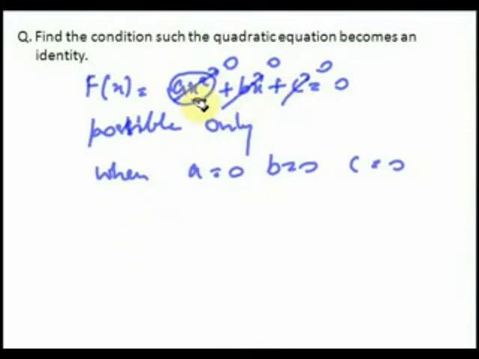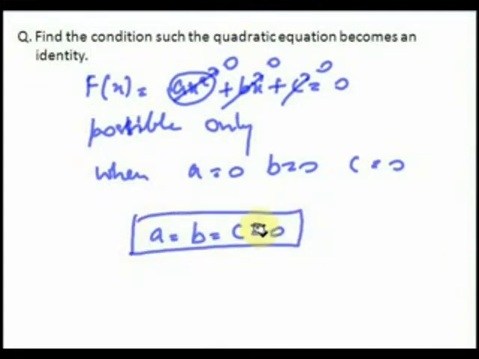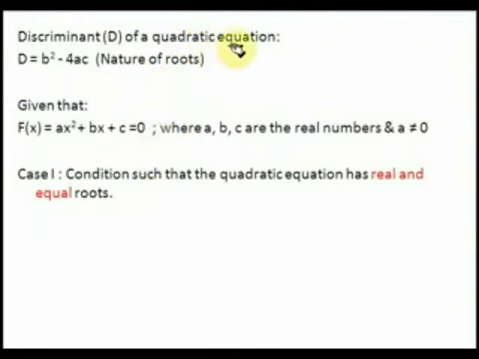If we substitute any value of x in this equation, the solution will always exist because the whole expression is equal to 0. The condition such that the quadratic equation becomes an identity is that a should be equal to 0, b should be equal to 0, and c should be equal to 0. So simultaneously a is equal to b is equal to c is equal to 0. This is the sufficient condition for any quadratic equation to become an identity.